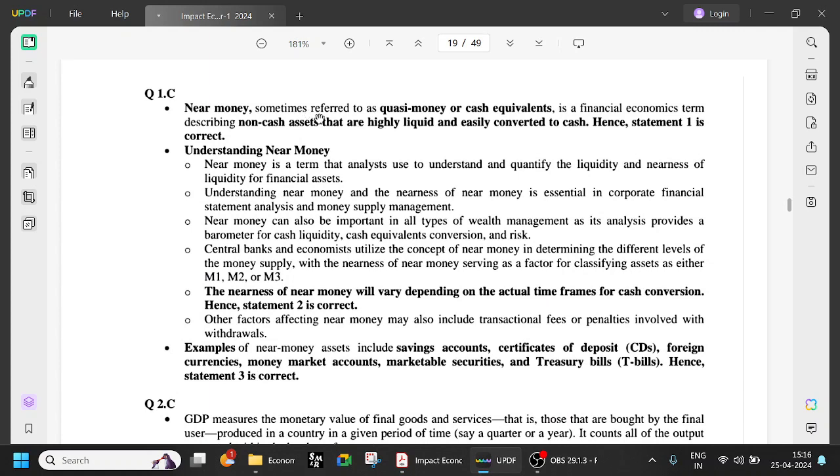Near money is sometimes referred to as quasi money or cash equivalent. It's a financial economic term describing non-cash assets that are highly liquid and easily converted to cash. So they are not cash. For example, if you have a fixed deposit, you cannot immediately convert it into cash, right? So that is not a highly liquid non-cash asset. If you have a check, that is also not highly liquid, because you have to go deposit it in the bank. Only then will you get money. So near money is quasi money or cash equivalent, something similar to cash but not cash.